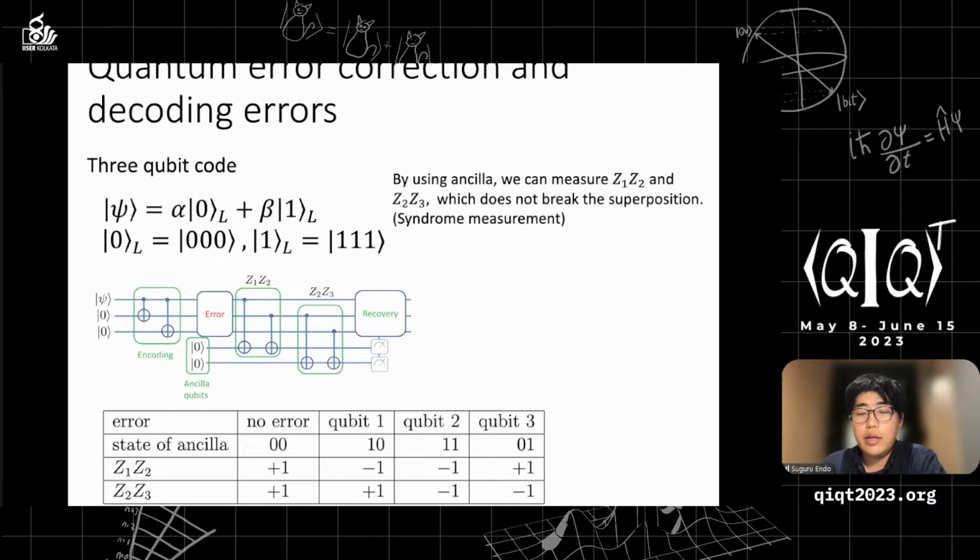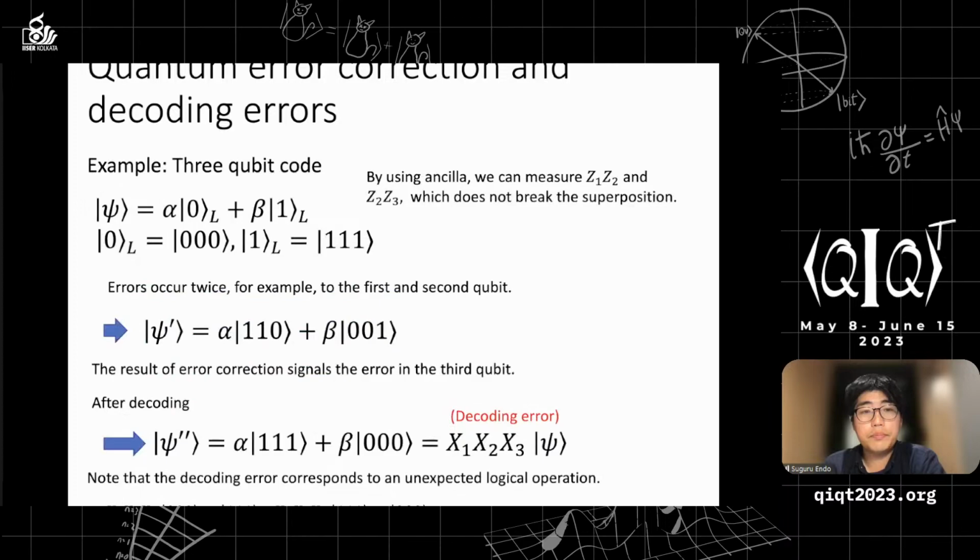But the problem is, let's consider the case where there are two errors in the quantum state. In that case, the state becomes like this, and the error correction algorithm judges that there is just one error here. For example, in this case, what actually happened is there were errors in qubit 1 and qubit 2, but the error correction algorithm thinks there's an error only in qubit 3. After decoding and error correction, the state becomes like this, where every qubit is flipped with X operations. This is called the decoding error.